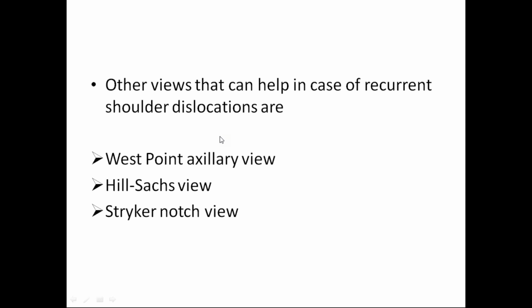Other views that can help in case of recurrent shoulder dislocations are the West Point axillary view, Hill-Sachs view, and Stryker notch view. West Point axillary view mainly helps in diagnosis of Bankart lesion, that is injury to the anterior inferior part of the glenoid cavity. And Hill-Sachs view and Stryker notch view mainly help in diagnosis of Hill-Sachs lesion.